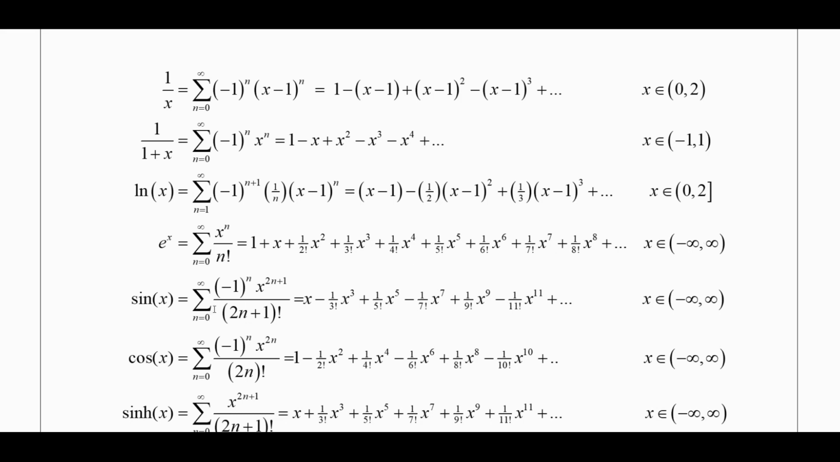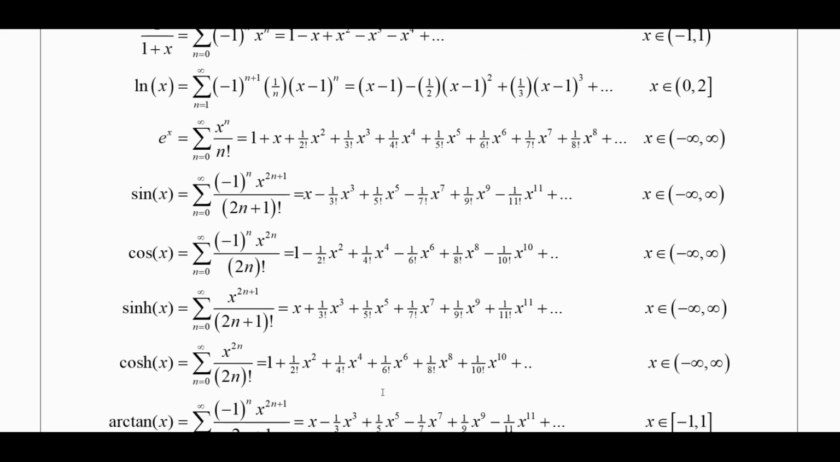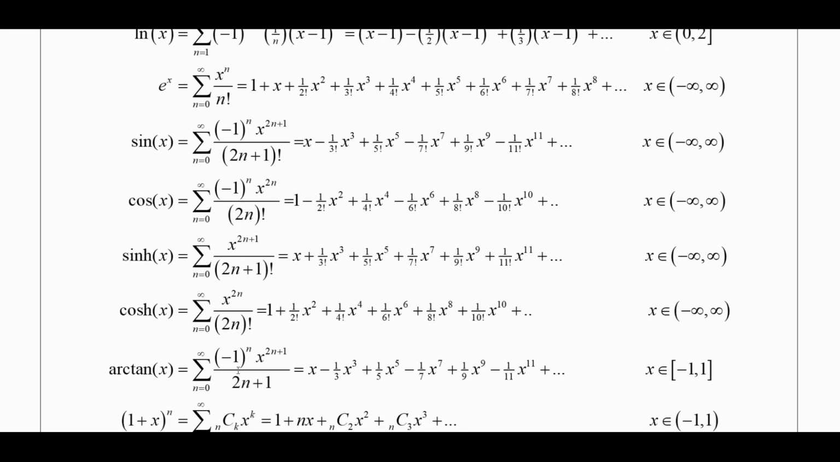Sine x is the odd terms from e to the x, but then with an alternating sign. Cosine x is the even terms from e to the x with an alternating sign. Sinh of x is the odd terms from e to the x, not an alternating sign. Cosh of x is just the even terms from e to the x. Arctangent of x is odd powered terms, alternating sign with the coefficient being the reciprocal of the power.